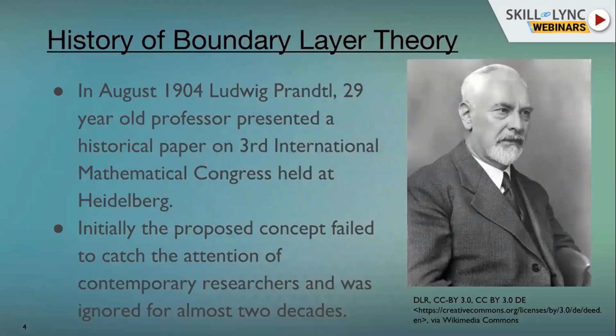Let's come to the boundary layer theory. It was in the year 1904. There was a German who was almost 29 years old. In the Third International Mathematical Congress in Heidelberg, he came with a revolutionary idea of boundary layer theory, right? Unfortunately, at that point of time, that idea failed to catch the attention of most of the contemporary researchers across the world.